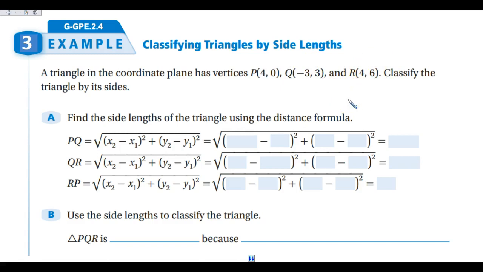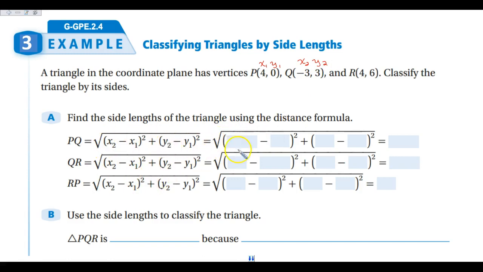Well, in order to classify the triangle by its sides, I'm going to need to know what the length of each side is. All right, so that means that I'm using distance formula to find the lengths of each of those sides. So I'm going to start by finding the length of PQ. So I'm just going to call P x1, y1 here, and Q I'm going to call x2, y2. All right, so here's my distance formula.